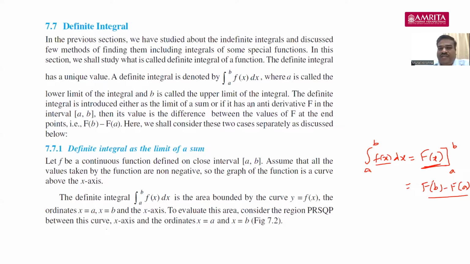So that's why here you can see the word antiderivative. And we finally write the definite integral answer as F of b minus F of a. This is a simple way we compute the answer of a definite integral. And as I told you, this has an application.